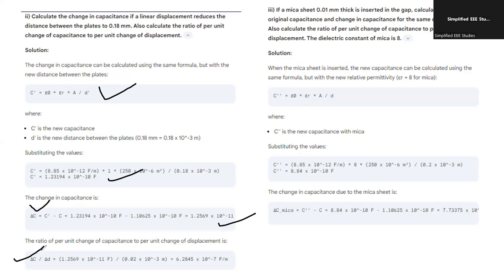Now, you have to apply the formula as per the question. The requirement is to calculate the unit change of capacitance to the unit change of displacement. That is nothing but delta C by delta D. So, if you use this formula directly, you will get the answer like this.